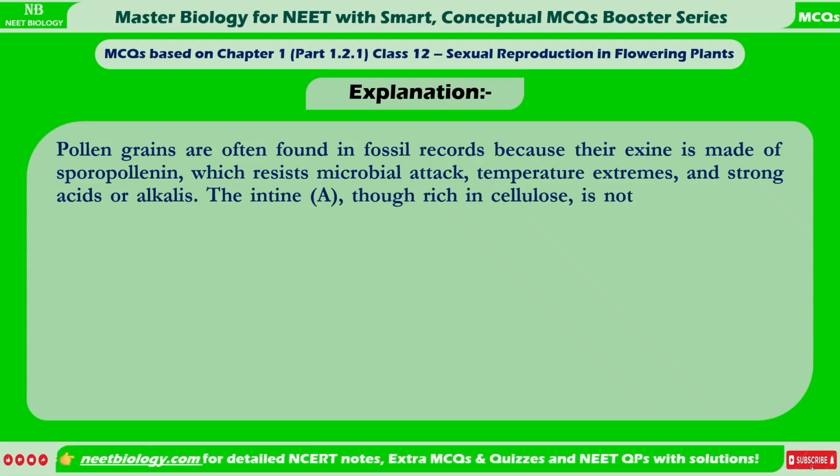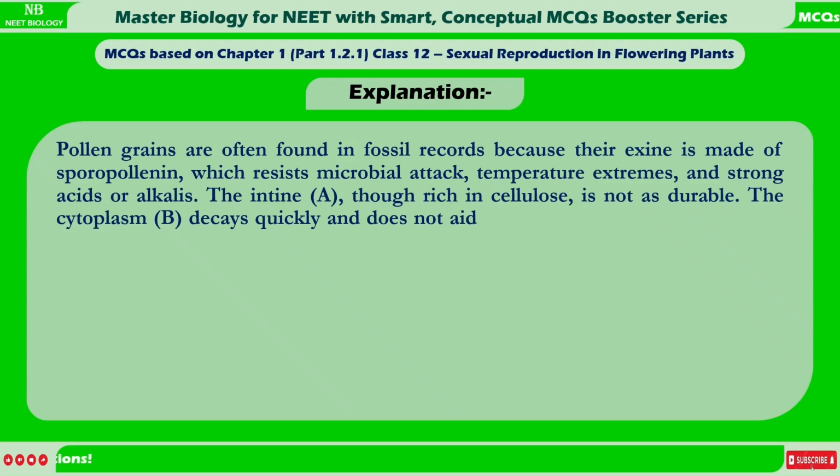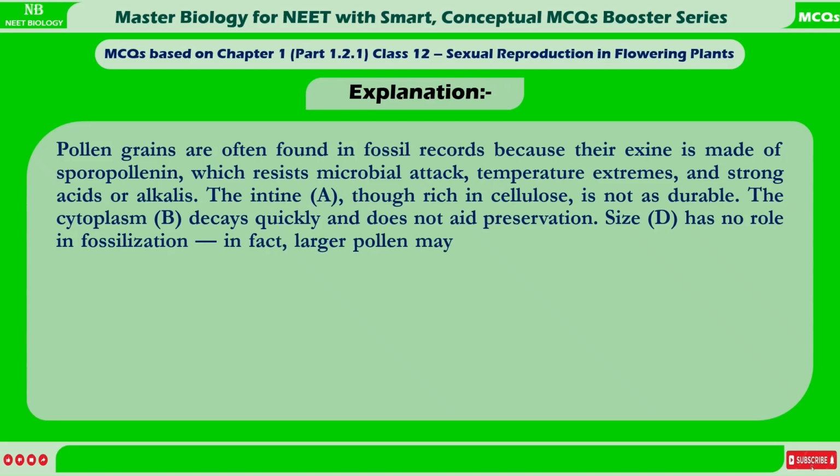The cytoplasm, B, decays quickly and does not aid preservation. Size, D, has no role in fossilization. In fact, larger pollen may decay faster. Therefore, C, because sporopollenin resists decay is the correct explanation for fossil longevity.